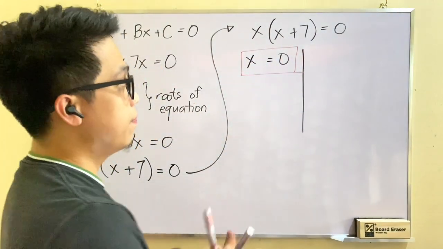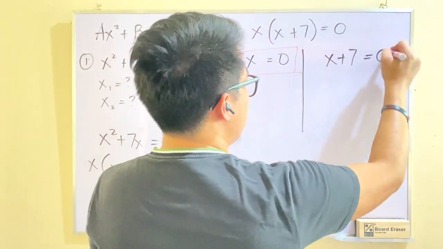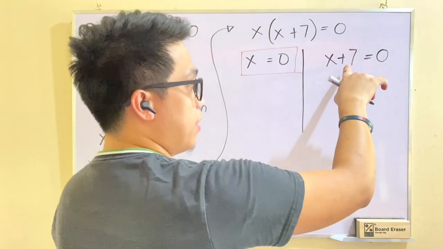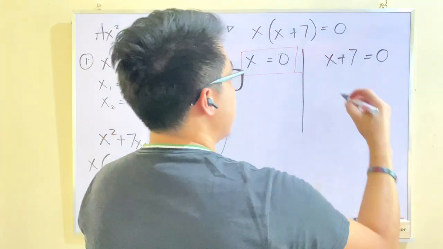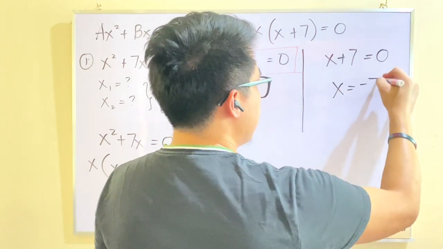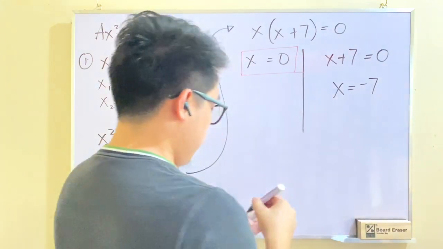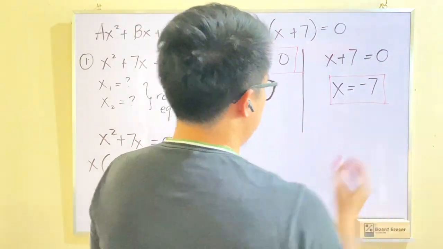Then, isa pa, x plus 7 is equal to 0. Pag nilipat natin si positive 7 sa kabila, magiging negative 7. X is equal to negative 7. So, ang value ng isa pa nating x is negative 7.